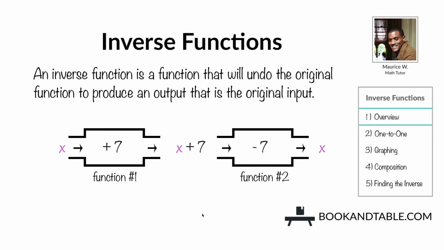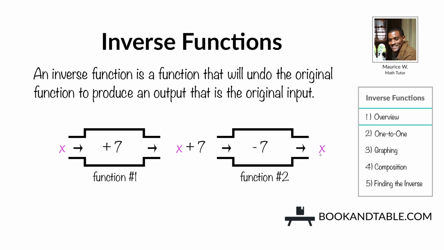So the adjustment to the value of our independent variable x is what our original function does here. An inverse of this would be a function that undoes this effect to give us back x. So an inverse function is a function that will undo the original function to produce an output that is the original input. So the original input was x. Function number 1 adds 7 to x to give us x plus 7. And now a second function subtracts that 7 to give us back our x.